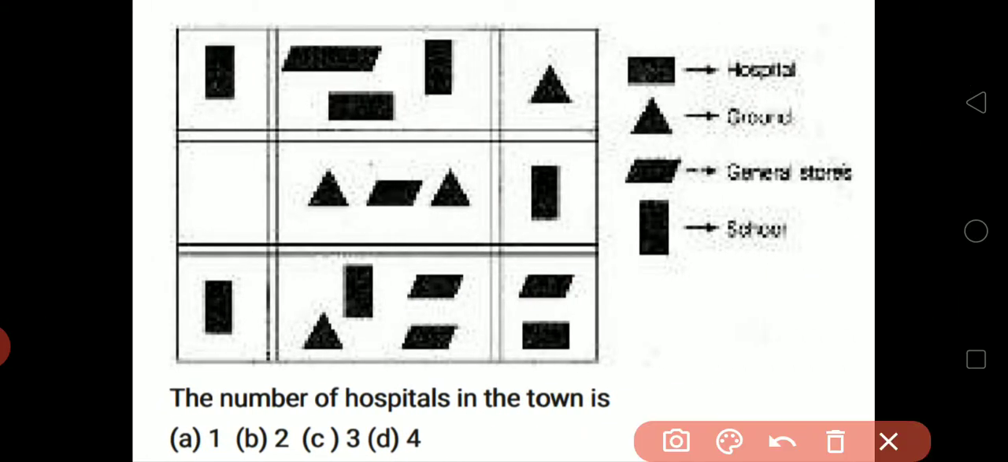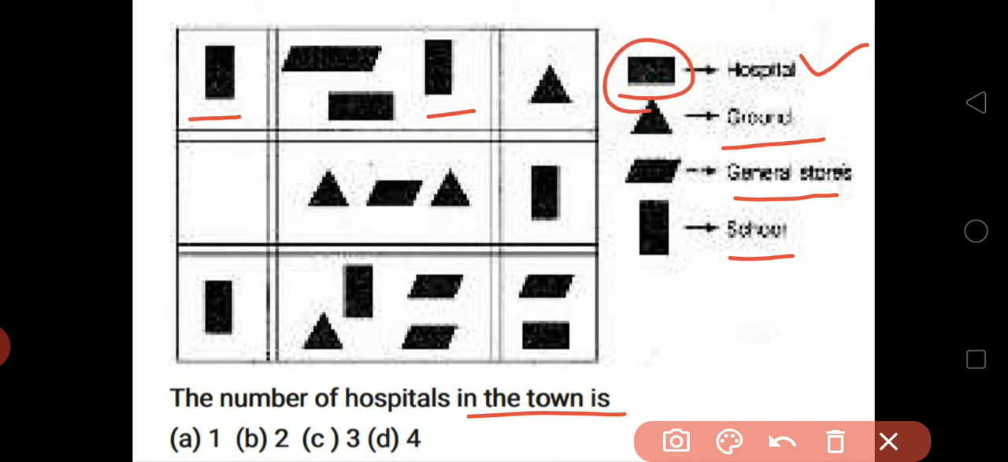Here you can see that this figure shows hospital, this shows godown, and some other figures also we have given here. So the number of hospitals in the town you have to find out. This figure is showing the hospital, so you can analyze this, and there are 1 and 2, there are 2 hospitals.